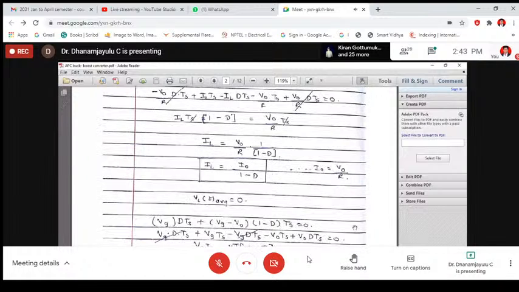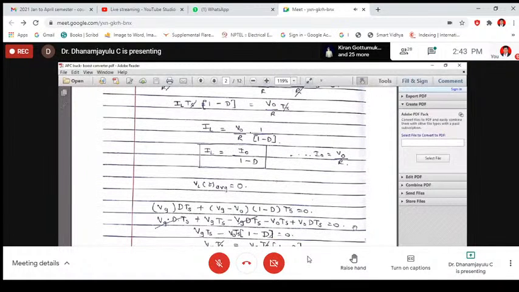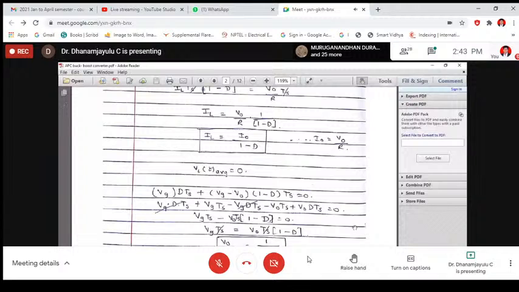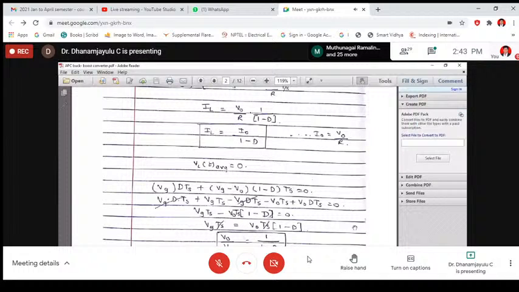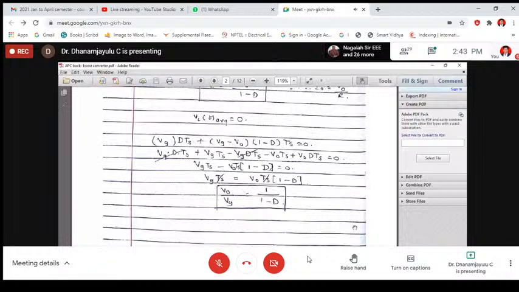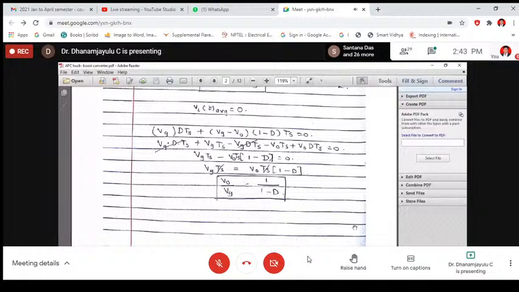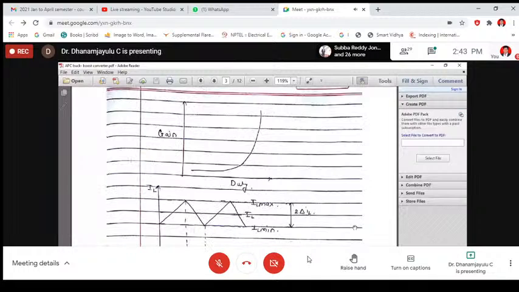Similarly, you can calculate the inductor values. So when the average VL equals 0, you can find V0 by Vg. So obviously we get the gain here, that is 1 by 1 minus D. That is the duty ratio for V0, where Vg is nothing but the input voltage, or you can call it VPV. So V0 by VPV is nothing but 1 by 1 minus D. So based on these values, you can calculate the values. Here gain versus duty ratio, this is the duty ratio formula.